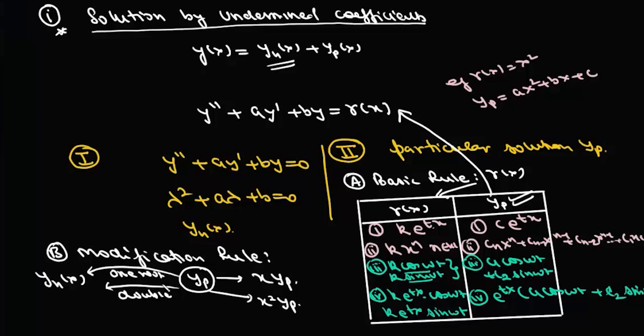If yp is distinct, we have no problem. We are simply going to choose yp from this table. But if yp is the same as one of the roots, then we want to take this yp as x yp. And if this yp is the same as two of the roots in yh, then we want to write it as x square yp, so on and so forth.